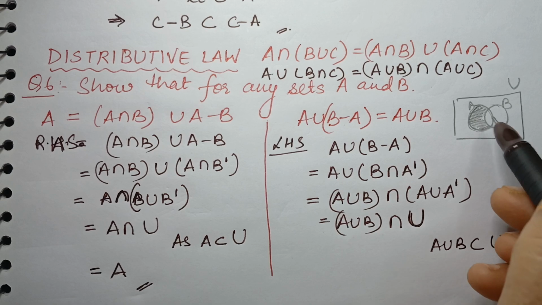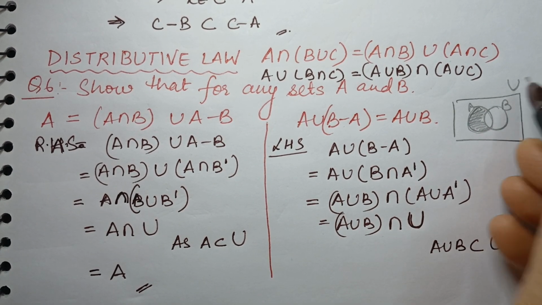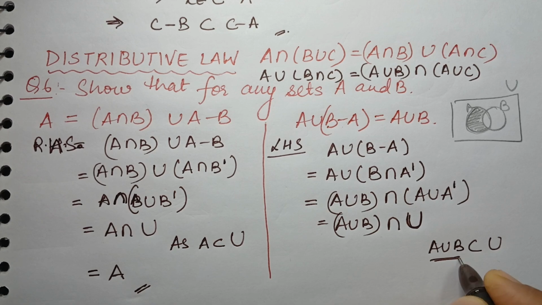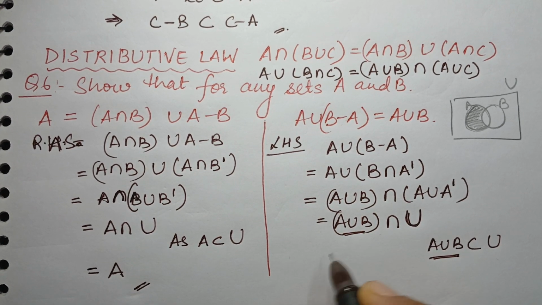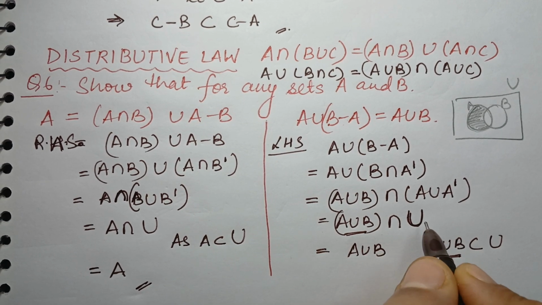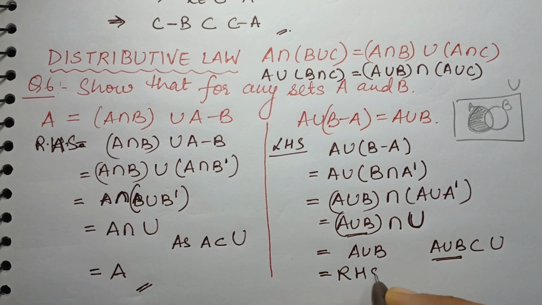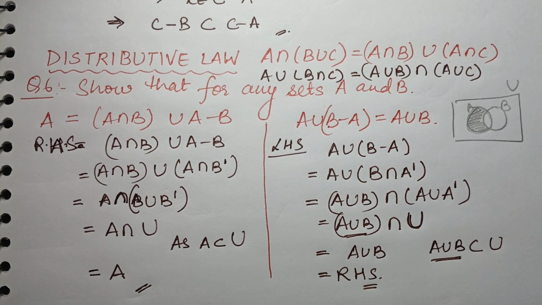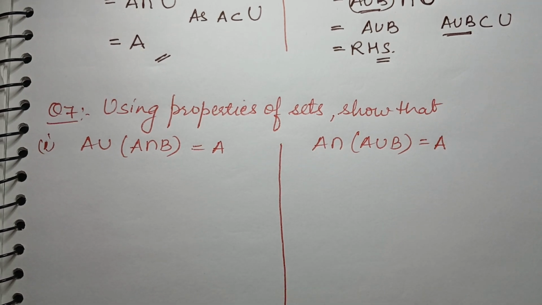Now here also, A union B is contained in the universal set. The universal set is the entire set. A union B is this circular part only. So this is the smaller set, right? Intersection will always be the smaller set, and the smaller set is A union B here, if I compare it with the universal set. So this is equal to RHS. Hence proved.